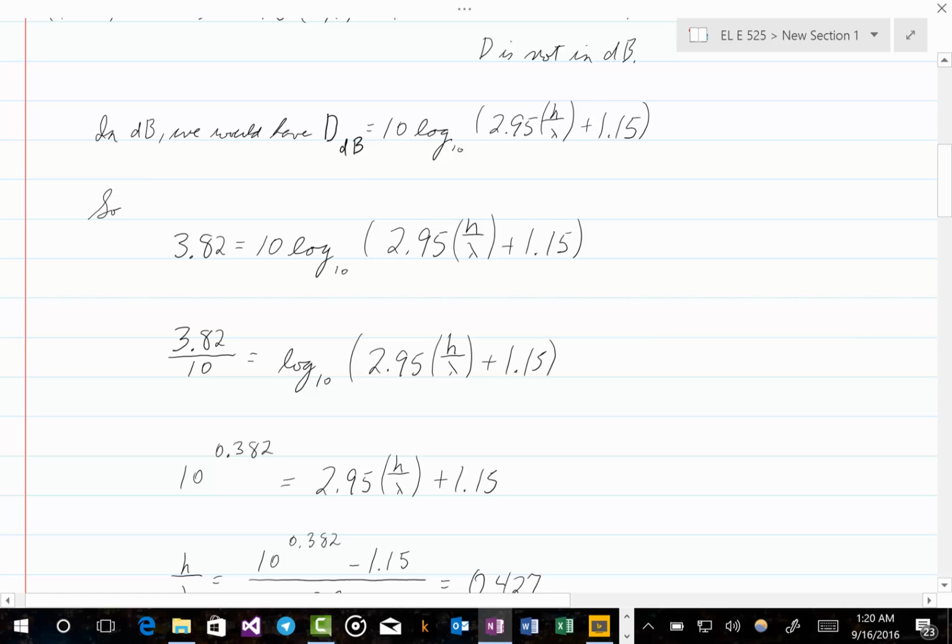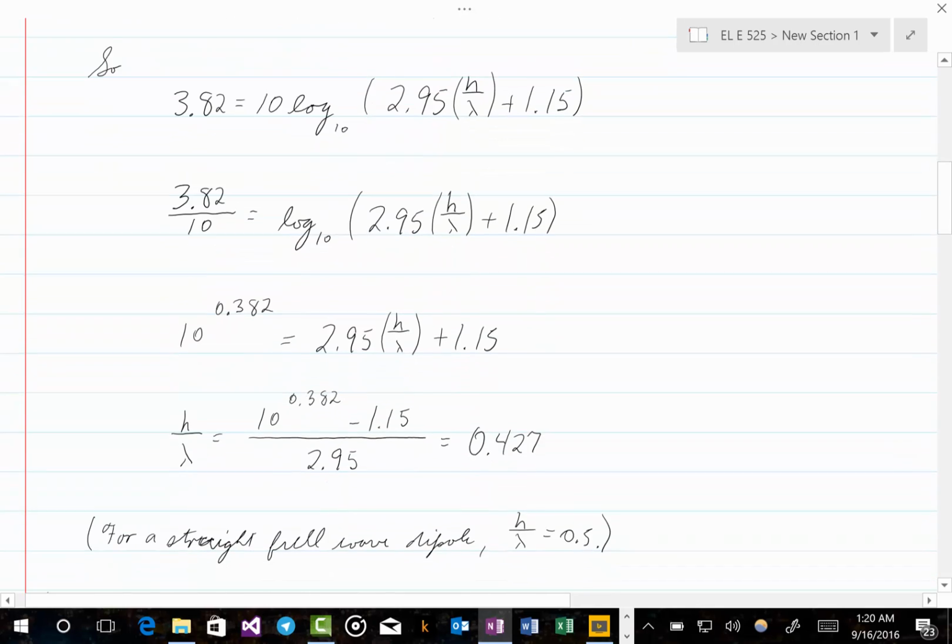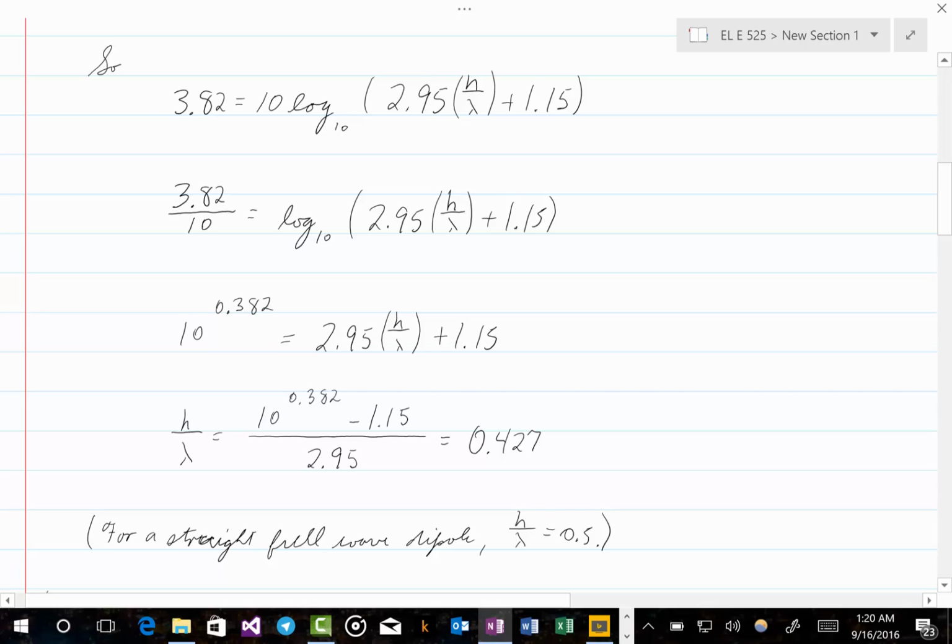So 3.82 divided by 10 is equal to log base 10 of this quantity. And use each side of this equation as the exponent for 10. So we have 10 raised to the 3.82 over 10, or 0.382 power on the left-hand side. And when we take 10 raised to the log base 10 of this, we just get this. So 2.95 h over lambda plus 1.15. Subtract 1.15 from each side of this equation, and then divide by 2.95, and we'll get h over lambda.